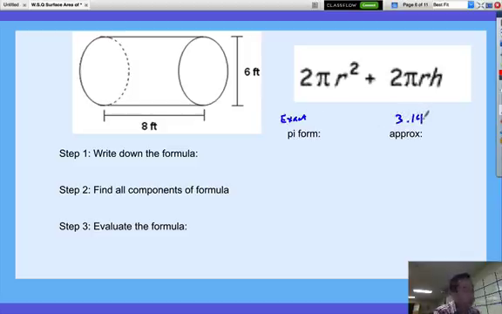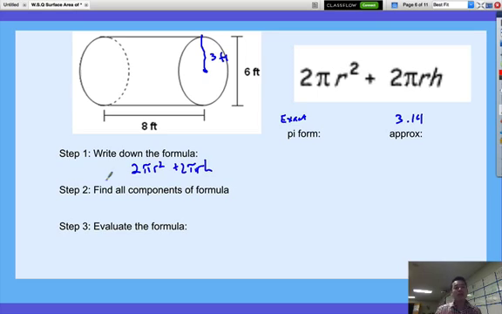So I'm going to go over this example. So this cylinder right here, sketch this in your notes. I have a base 1 and base 2. They're both circles. I know that its diameter is 6, which means the radius is 3 feet. The height of the cylinder, the portion that connects your two circles, that is 8 feet. So step 1, write down the formula. To find the surface area of a cylinder is 2 pi r squared plus 2 pi r h.